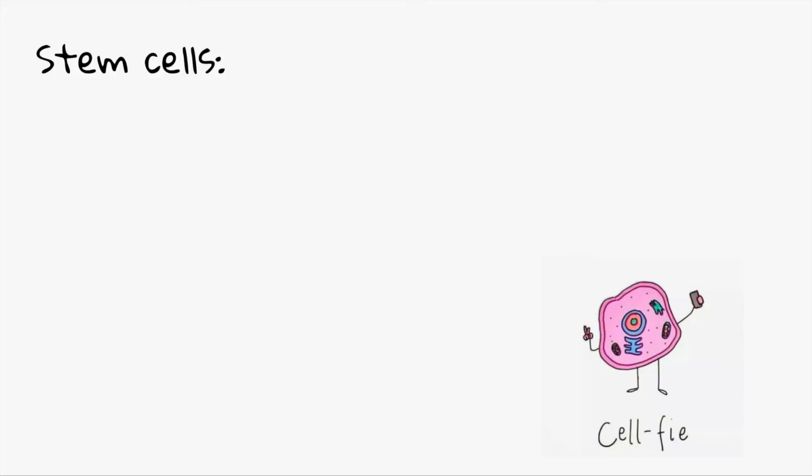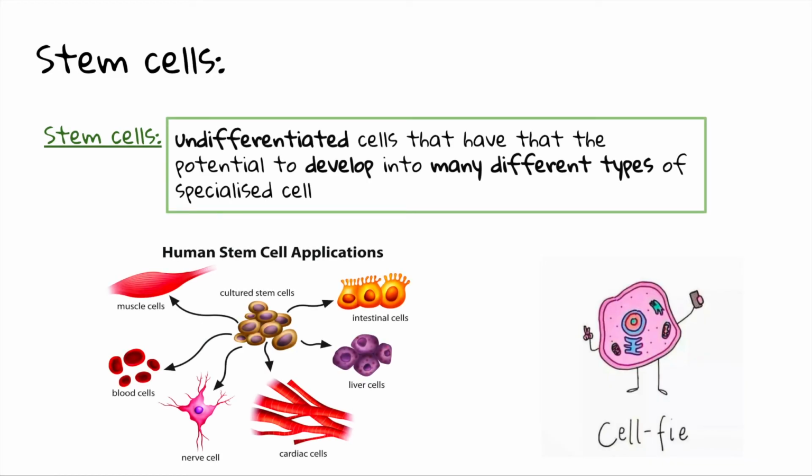Okay, so stem cells. What are stem cells? They are undifferentiated cells that have the potential to divide into many different types of specialized cell. Stem cells are useful in medical research for two main reasons. One, they can divide repeatedly, so they're useful for the growth of tissues or the replacement of cells that have been lost or damaged. And the second reason is that they are not fully differentiated, and they can specialize to produce different cell types and a variety of different tissues.